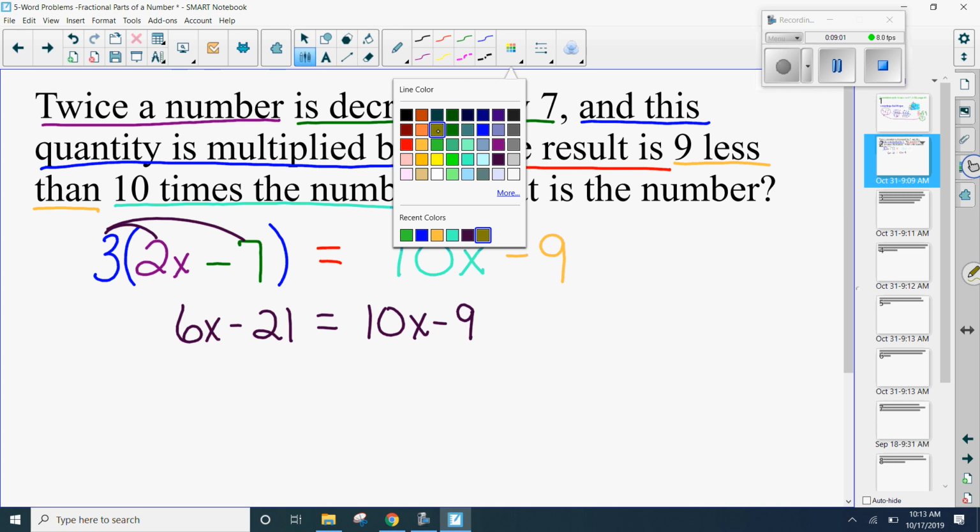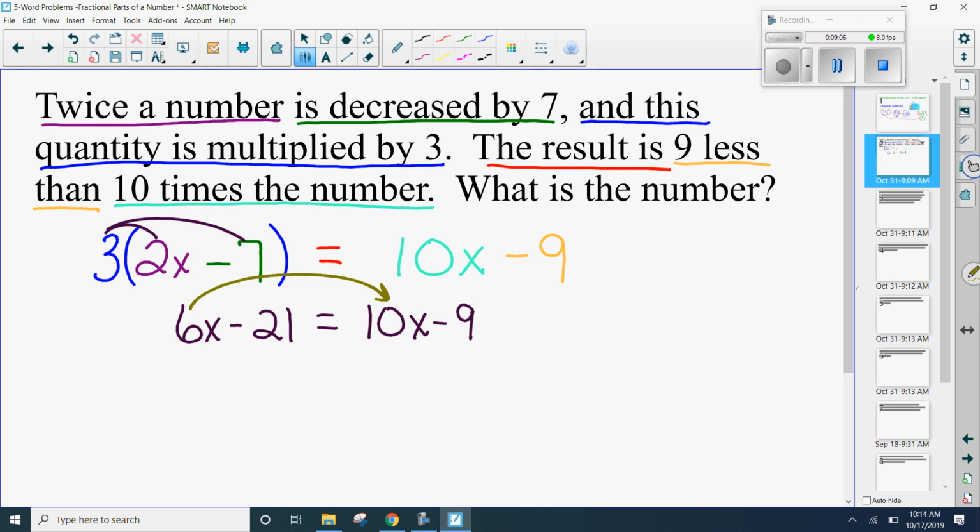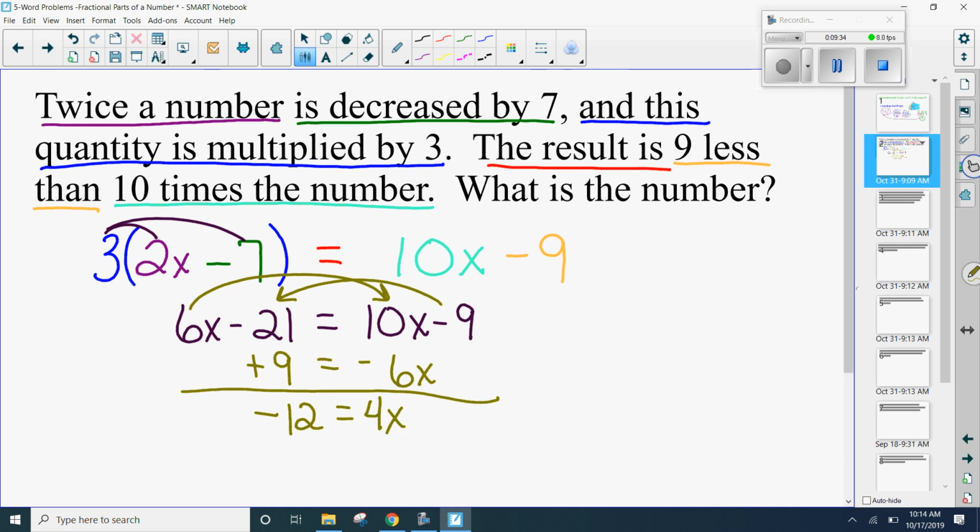All right, we want to move the x to one side. Which way do you want to move it? We're going to move the 6 over. What does it become over there? Negative 6. And we're going to move the 9 over, making it a positive 9. What is negative 21 and positive 9? Negative 12. And on the right-hand side, you end up with 4x. So then what do we do? Divide by 4. Divide by 4, and what is x equal to? Negative 3.